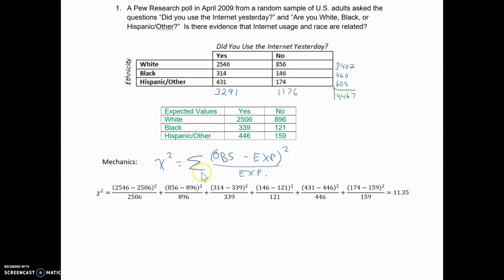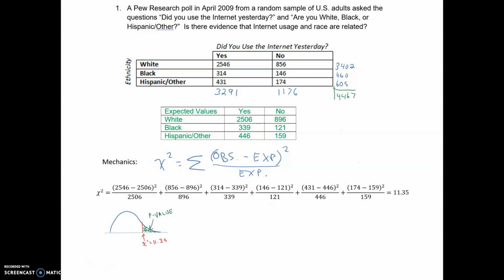So this symbol right here, the sigma, that's summation. So we're adding up all these. So that's how we find the chi-squared statistic. And there's 1, 2, 3, 4, 5, 6 things to find there.